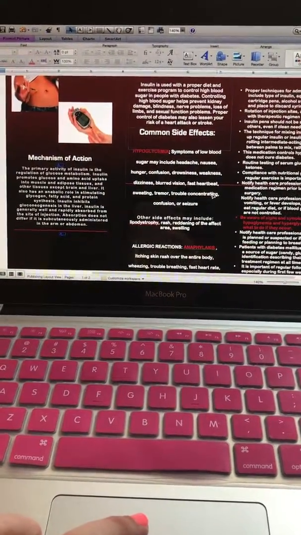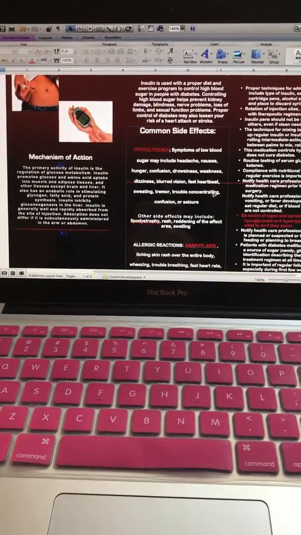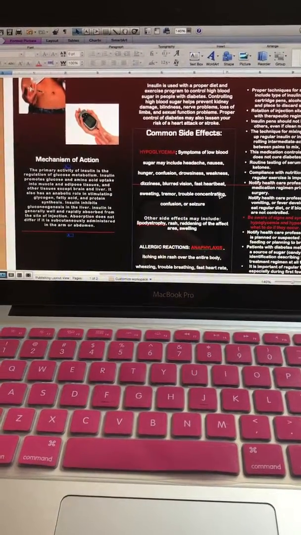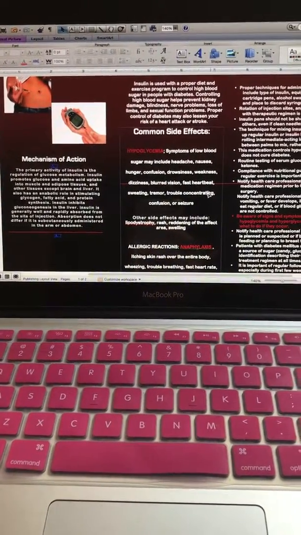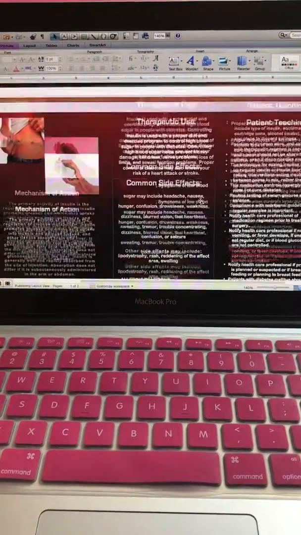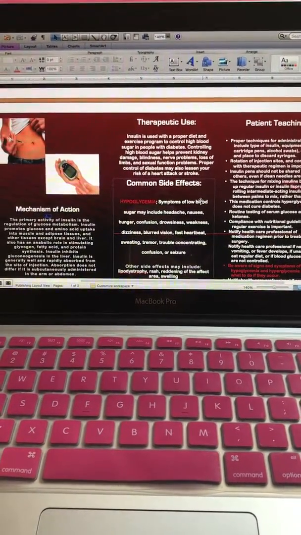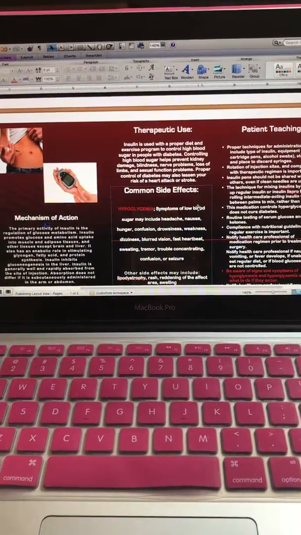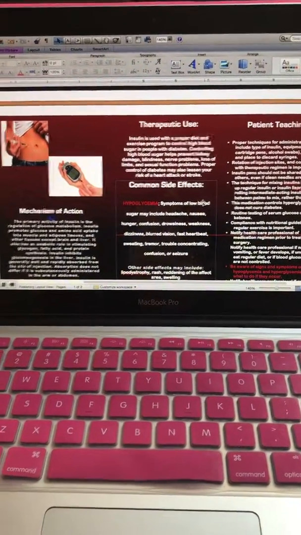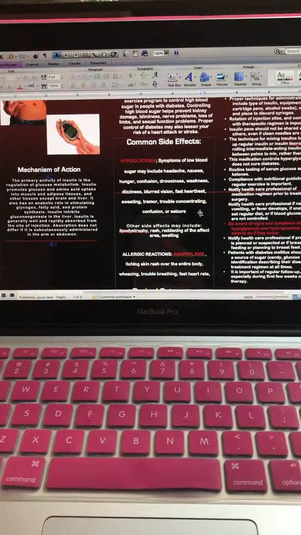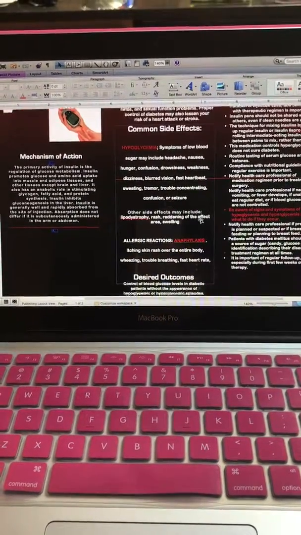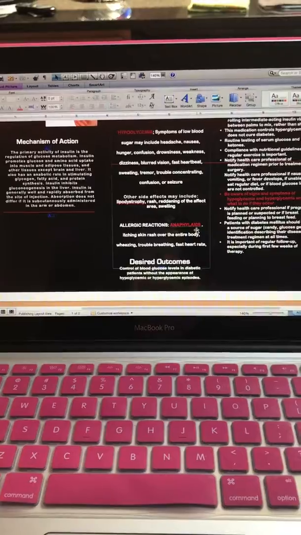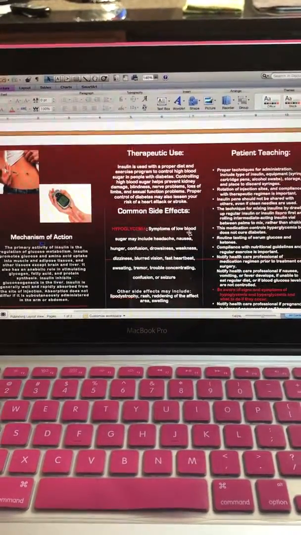I gave the mechanism of action. The primary activity of insulin is the regulation of glucose. And the therapeutic use, which is used with a proper diet and exercise program to control high blood sugar in people with diabetes. Gave some common side effects to watch out for, which would be hypoglycemia, allergic reactions, and then some patient teaching.